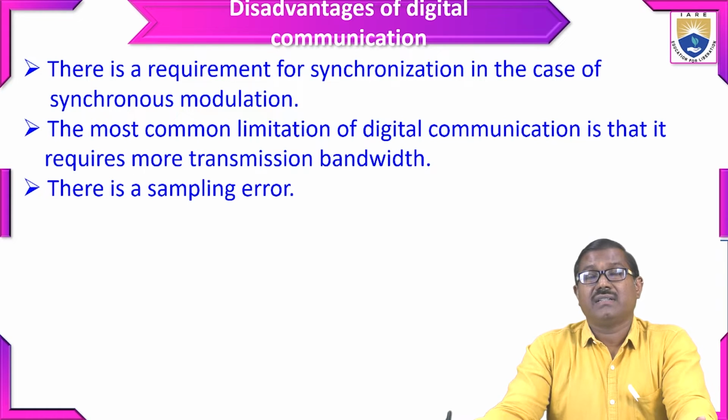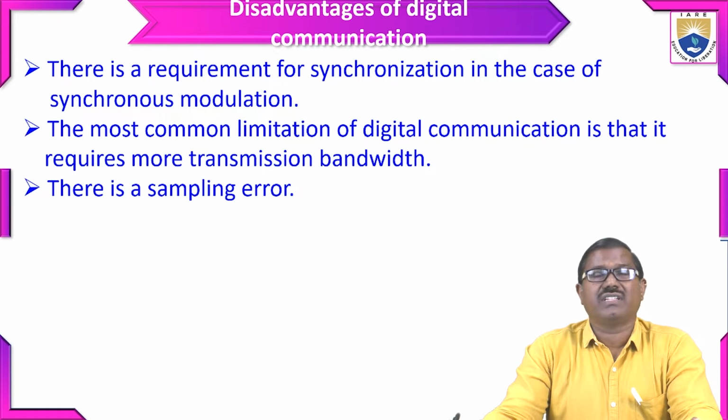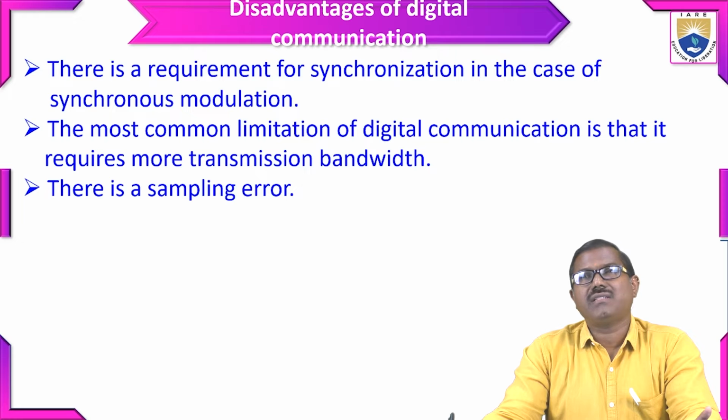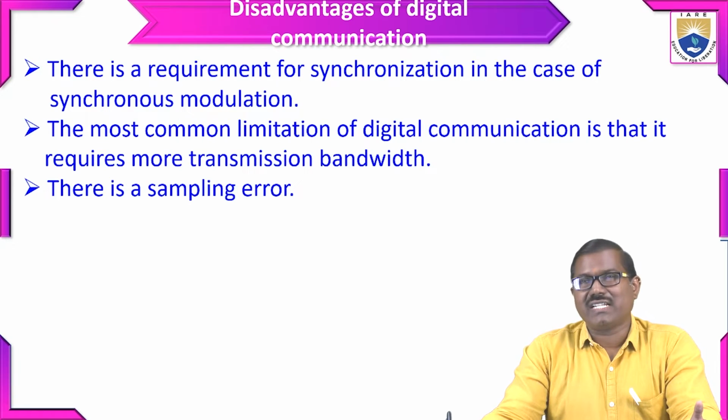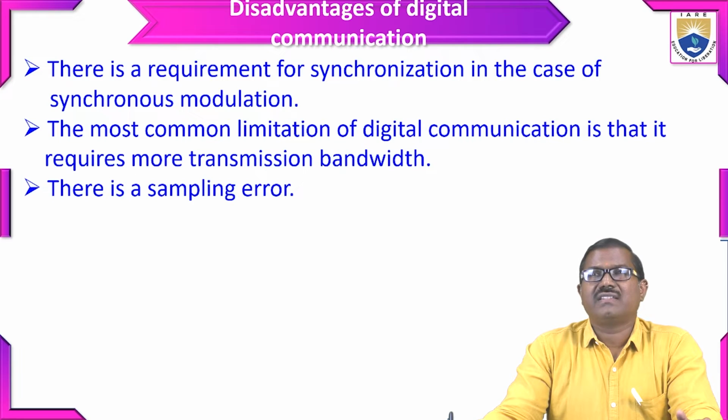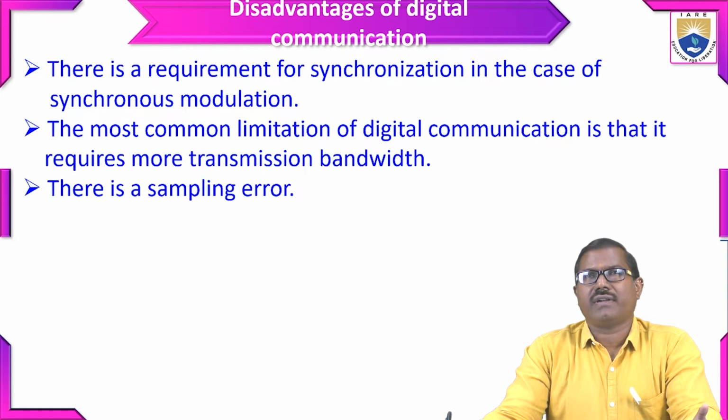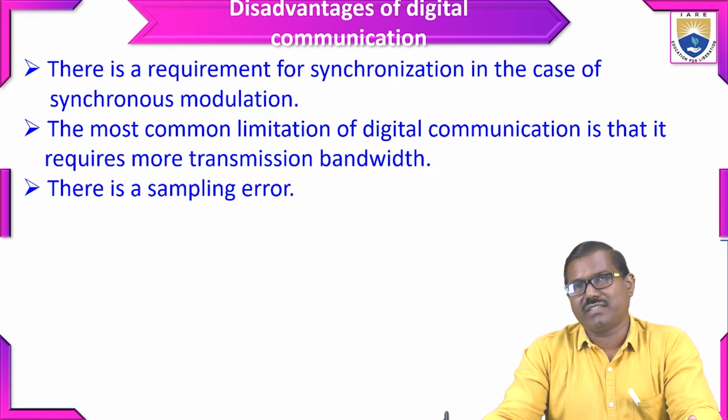Because here the detection of the signal may be coherent or non-coherent. If you are using coherent detection, here the synchronization is a must. When you use non-coherent detection, the synchronization is not necessary. And the second one is the most common limitation of digital communication: it requires more transmission bandwidth.